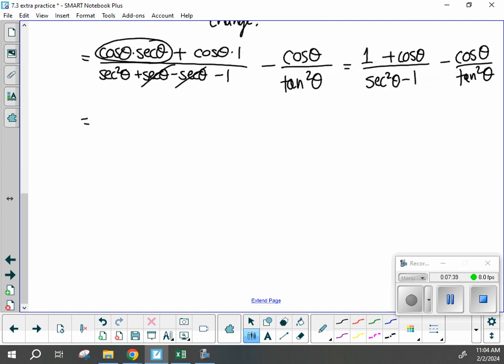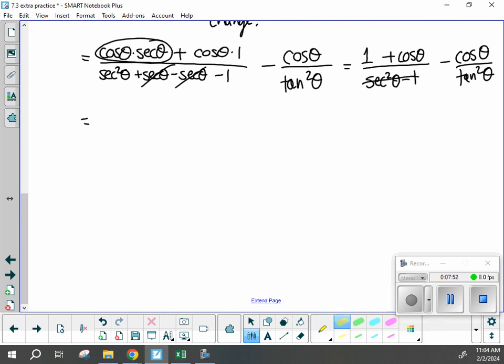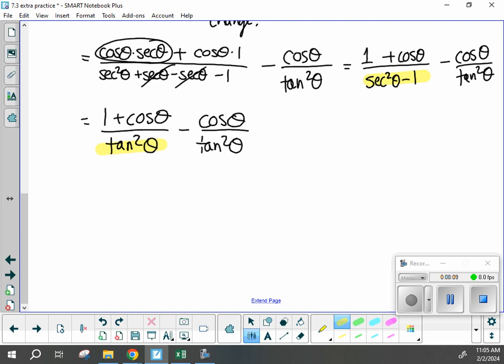Now, what we don't want to do is try to change that denominator too much again, because what do you notice about the left one? Secant squared minus 1 is tangent squared. So now we're going to do a substitution. Let's take that out and just put tangent squared in its place. See my highlighting there? Okay. And now we can put them as one big fraction.